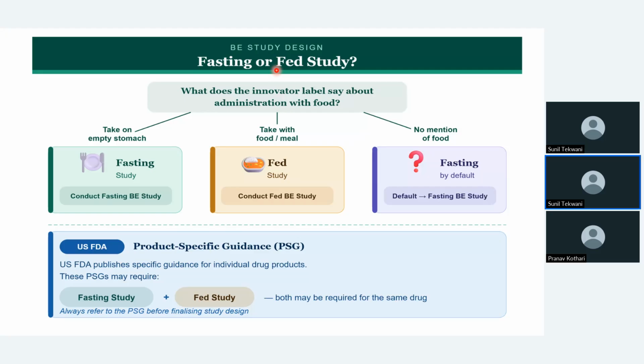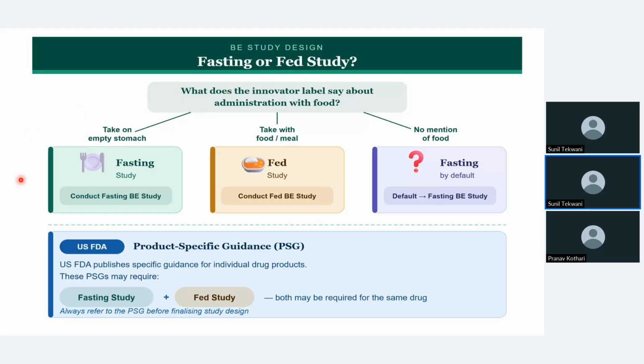So all studies, most studies are fasting studies, but then there are some fed studies as well, where a high calorie and high fat breakfast is served. Then after 1 hour or so, they will be given the test drug or reference drug. So how do we decide whether to do a fasting study or a fed study?